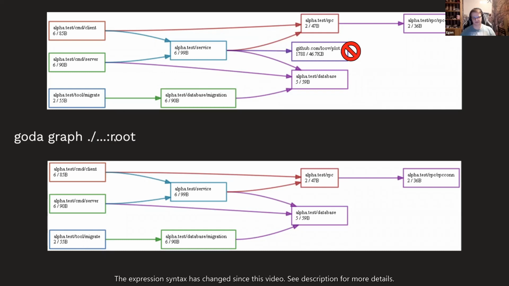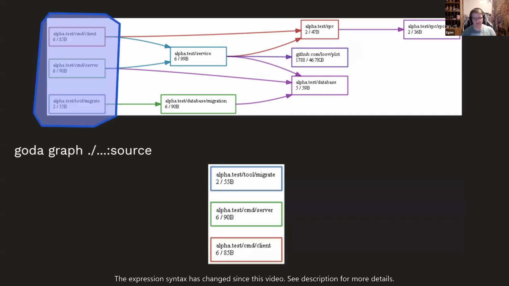Then you have this colon root, which means that everything that's not there is dependencies, right? That way, this external dependency here, git, which is another package, won't be included. So if you're visualizing your own project only without external dependencies, then this is one of the good ways to start. Of course, you can also do it the other ways.